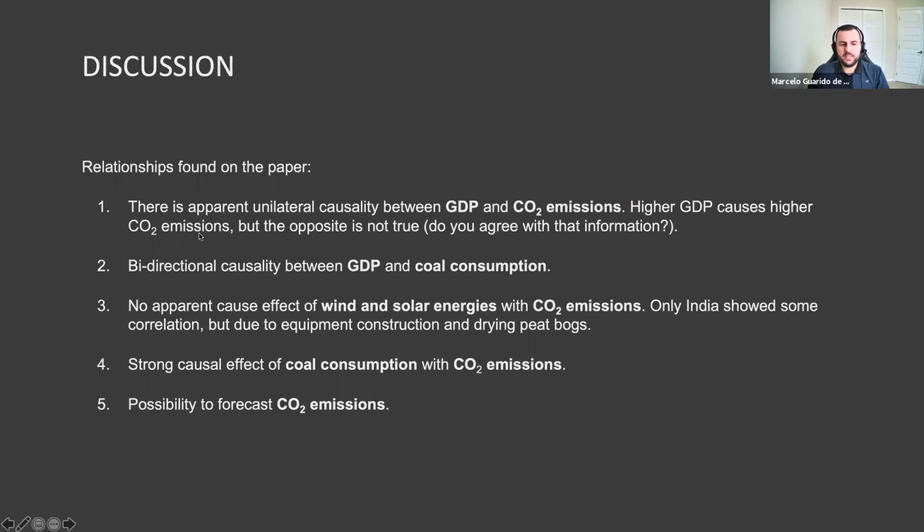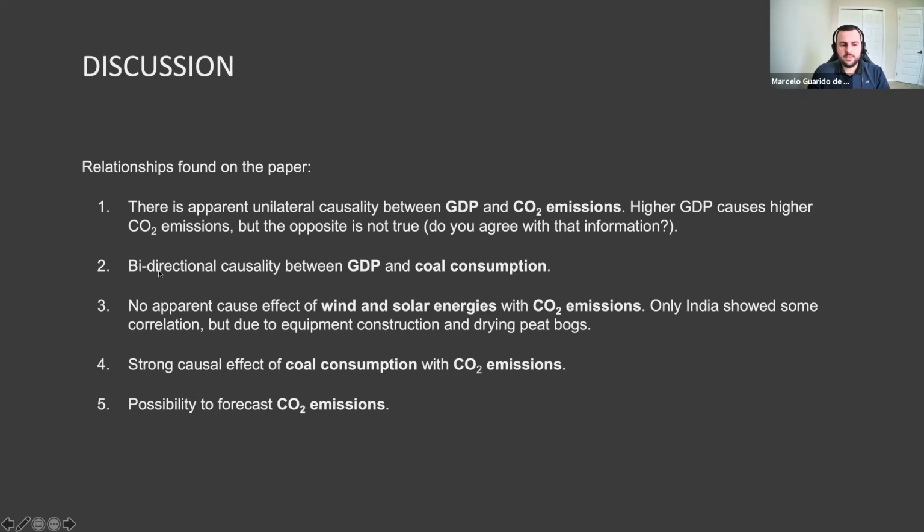The first one is that there is an apparent unilateral causality between GDP, which stands for gross domestic product, and the CO2 emissions. When you say unilateral causation, that means that a country with higher GDP causes higher CO2 emissions, but a country with high CO2 emissions does not necessarily have a high GDP.